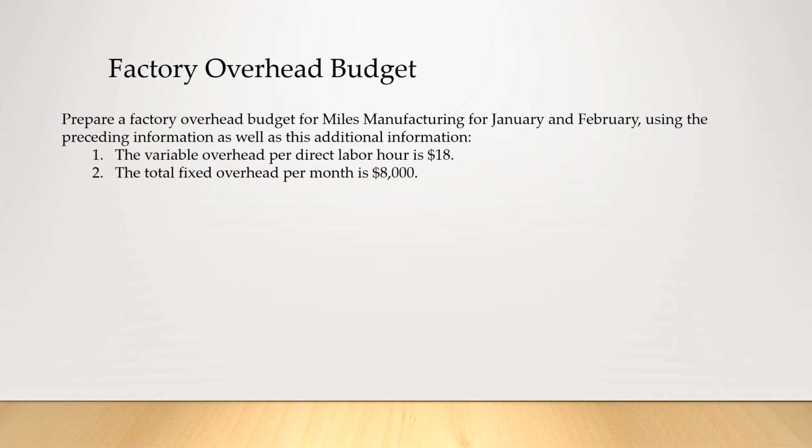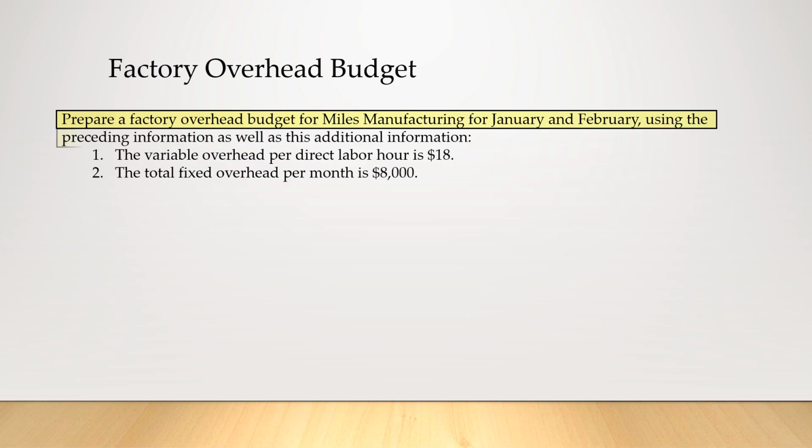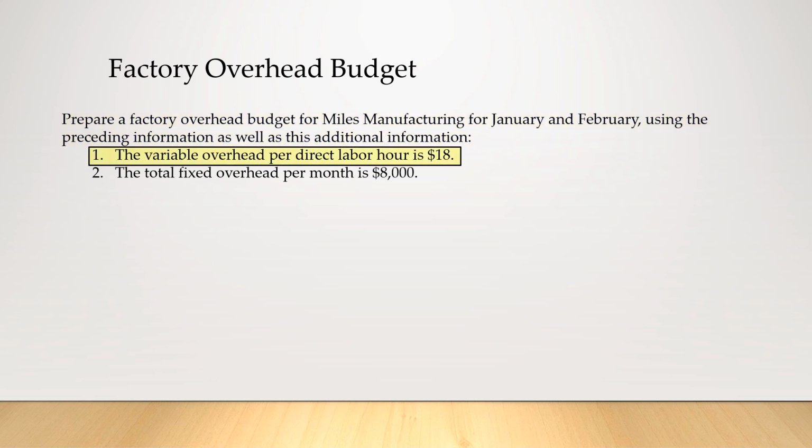In the bottom half of the page, let's prepare a factory overhead budget for Miles Manufacturing for January and February using the preceding information as well as this additional information. The variable overhead per direct labor hour is $18. The total fixed overhead per month is $8,000.